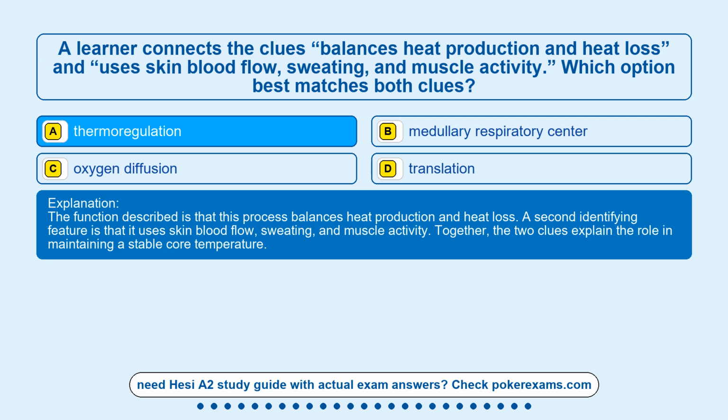The function described is that this process balances heat production and heat loss. A second identifying feature is that it uses skin blood flow, sweating, and muscle activity. Together, the two clues explain the role in maintaining a stable core temperature.